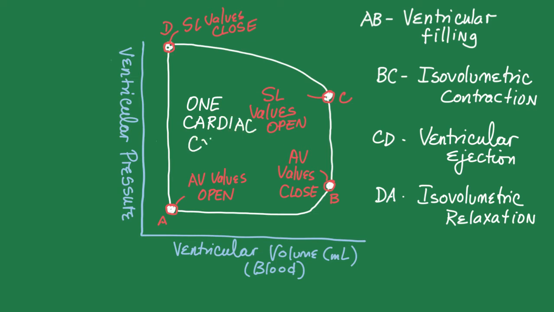Here we have one full cardiac cycle. The volume of blood in the ventricle keeps changing. At B, at the end of ventricular filling, the ventricle has the maximum amount of blood. We call this end diastolic volume. During ventricular ejection, the volume of blood that leaves each ventricle is called stroke volume. At the end of ventricular ejection, which is D, the volume of blood that remains in the ventricle is called ESV or end systolic volume.